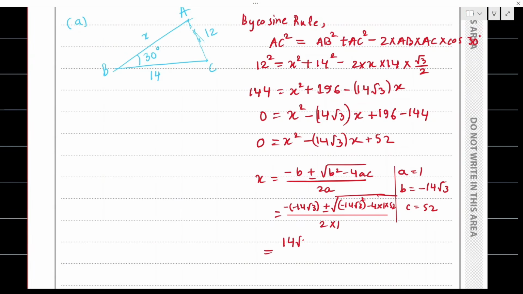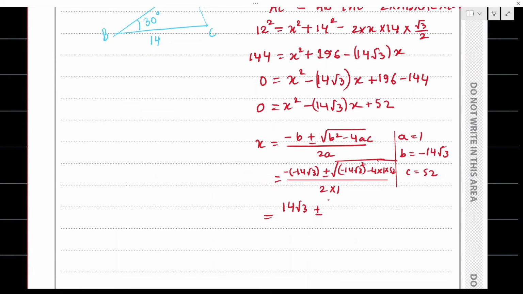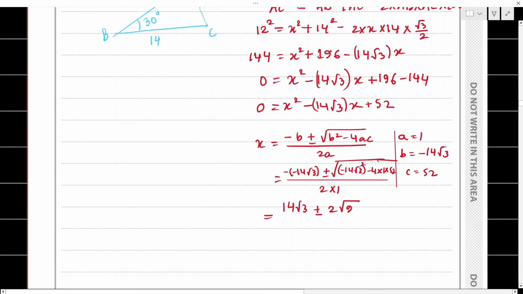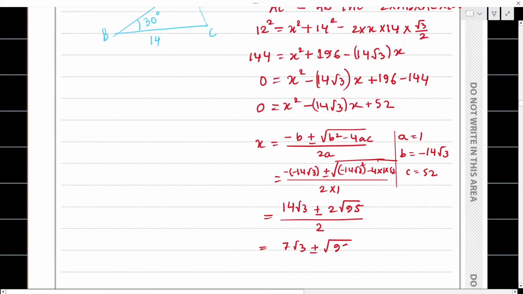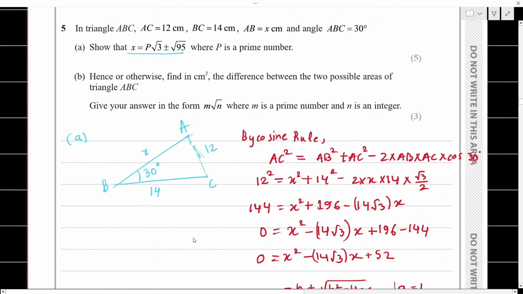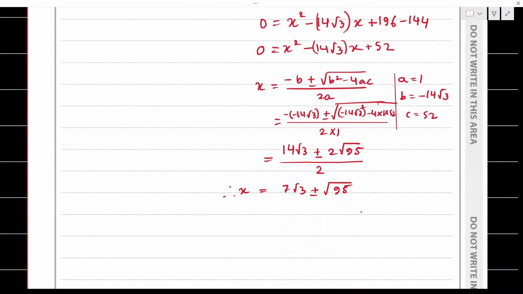Upon simplifying, we will get 14 root 3 plus minus root 95 divided by 2. So we can simplify this as 7 root 3 plus minus root 95. So this is our answer. So these are our values of x. We can see our question. In our question we have to show x in this form, and our answer to this is also in this form. So we can say that this is our answer to part A.